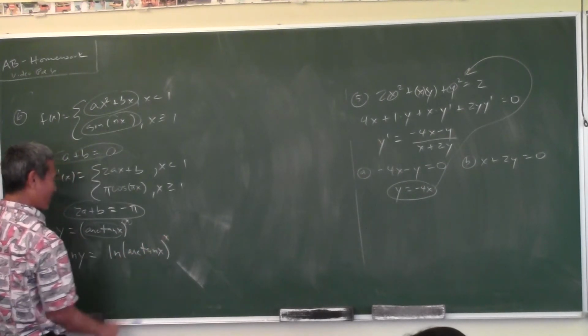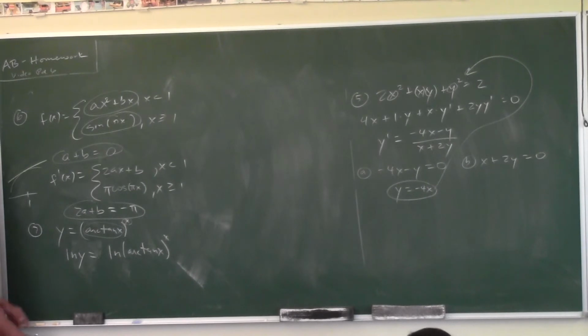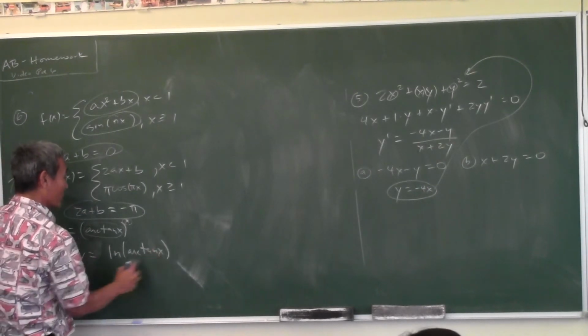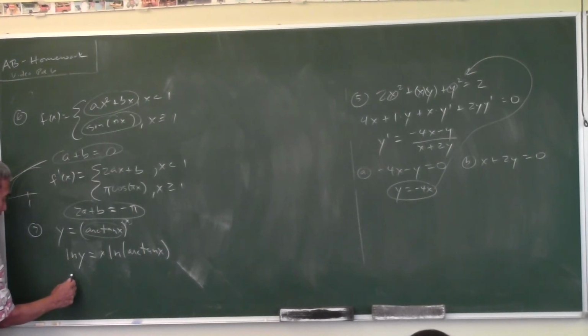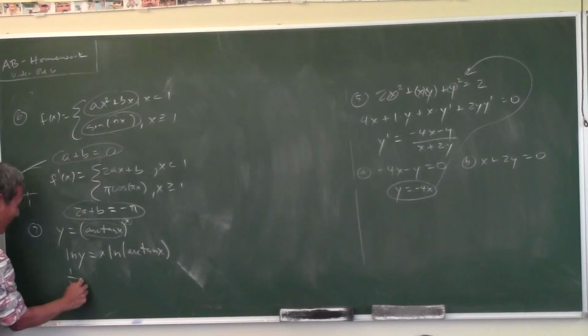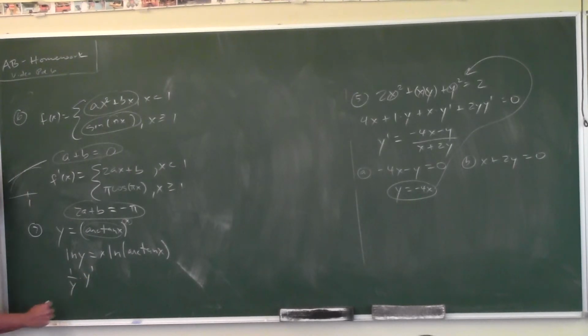Now, why do we natural log both sides? What purpose does that do? Yeah, you can move the power in the front. That's everything right there. And then once you do that, you do implicit differentiation. So here we go. Natural log box. The derivative is 1 over box times the derivative of box.